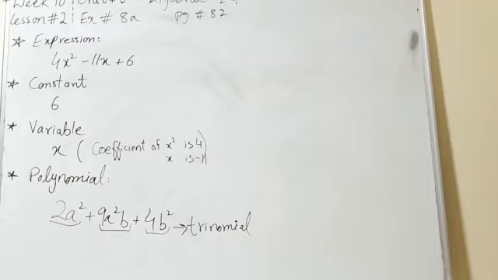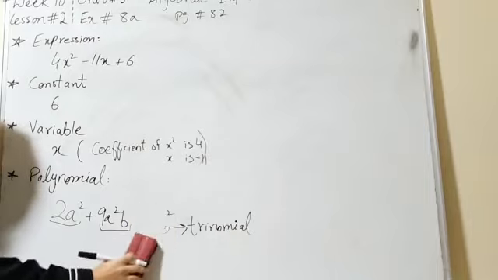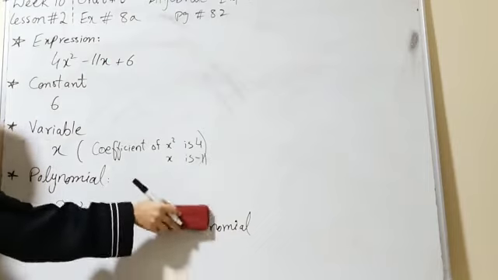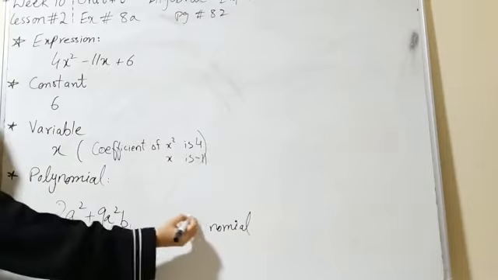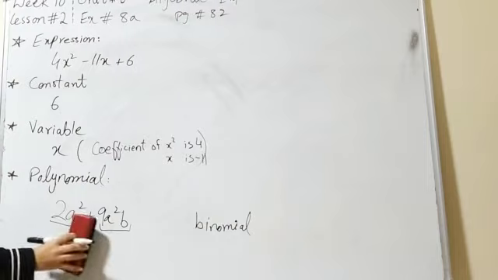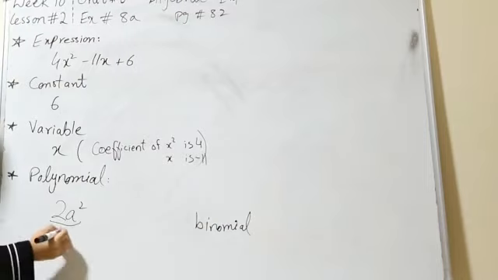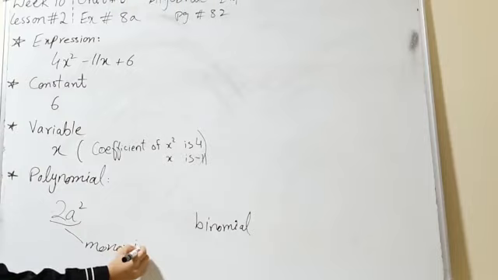Now if I remove 4b square from this expression, now there are 2 terms left, so this will be called as binomial, because bi means 2. If I remove 9a square b, I have only 1 term. This is an expression with 1 term, so it is called monomial. So these are types of polynomial with respect to the terms.